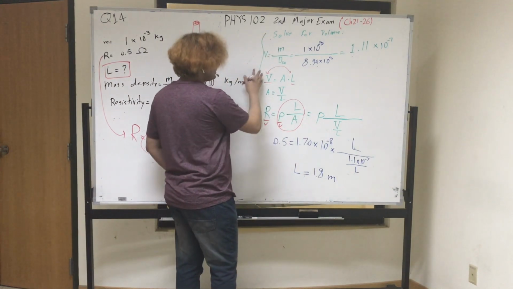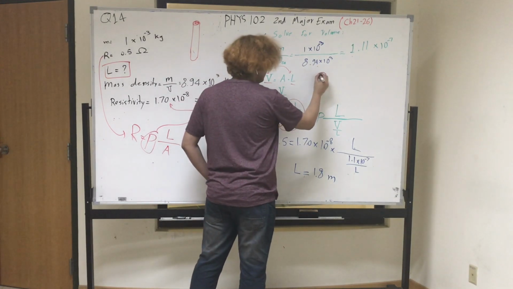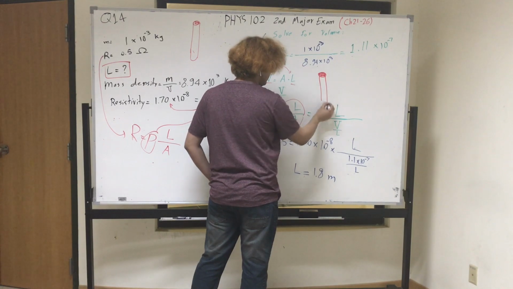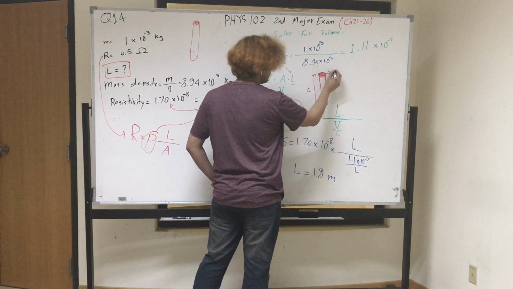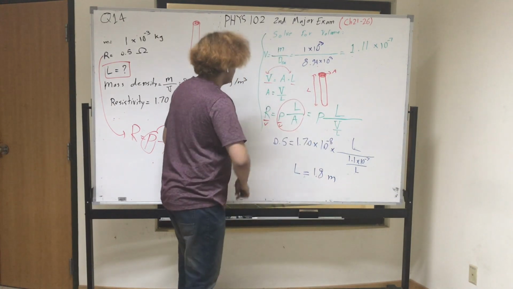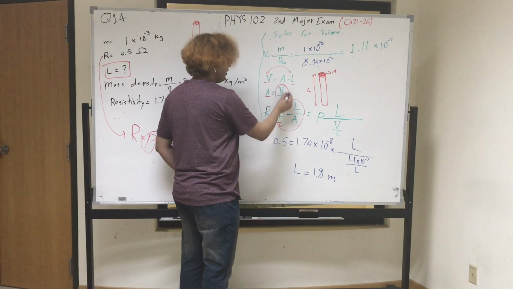The next step is realizing that the volume is the cross-sectional area times the length. This here is the area, and this here is the length. So if you divide both sides by the length, the area is going to be equal to volume over the length.